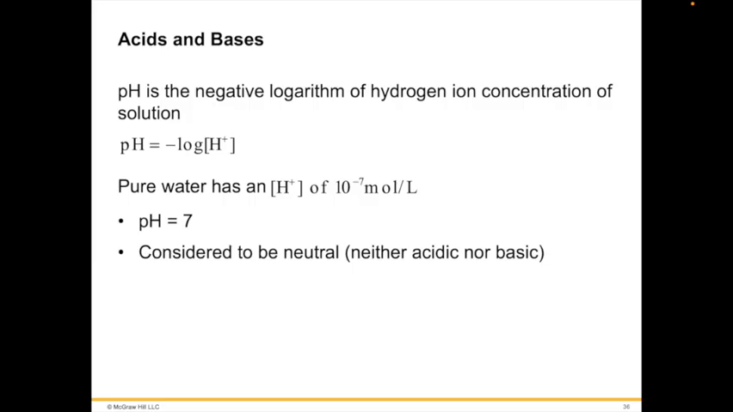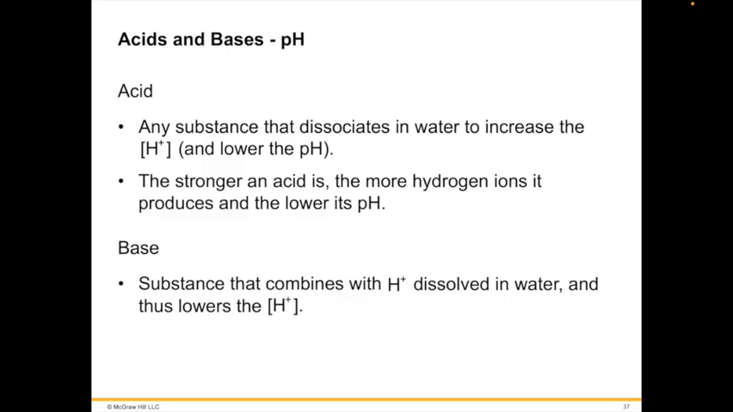Note that because the pH scale is a logarithmic scale, a difference of 1 on the scale represents a 10-fold change in hydrogen ions. A solution with a pH of 4, therefore, has 10 times the hydrogen ions of a solution with a pH of 5 and 100 times the hydrogen ion concentration of a solution with a pH of 6. Now on to what are referred to as acids.